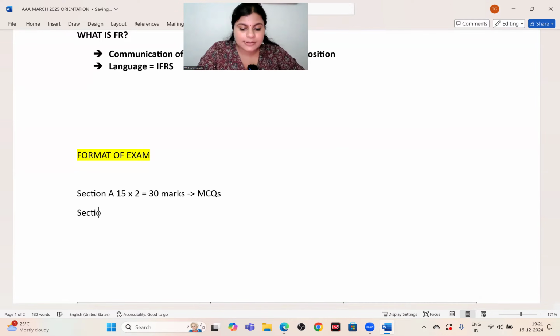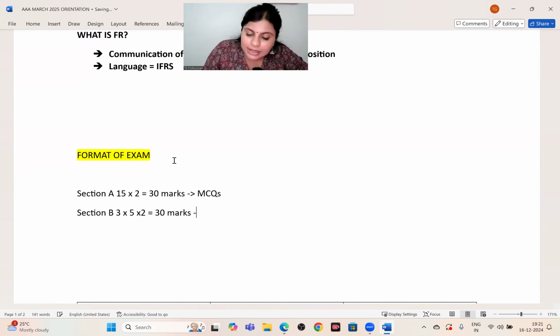This section B is basically where I have again 3 case studies. Each case study will have further 5 questions worth 2 marks. So what is this coming out to be? 3 into 5, 15, 15 into 2, 30. So the section B is also 30 marks. Now this is case study based.